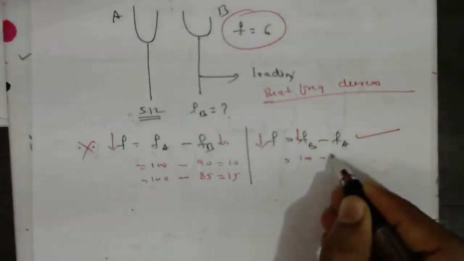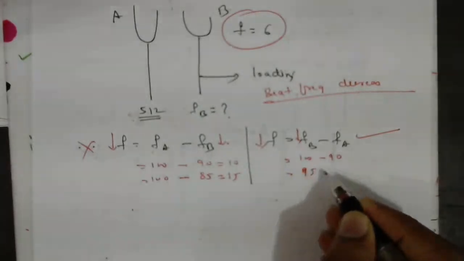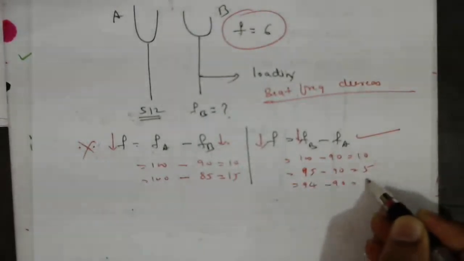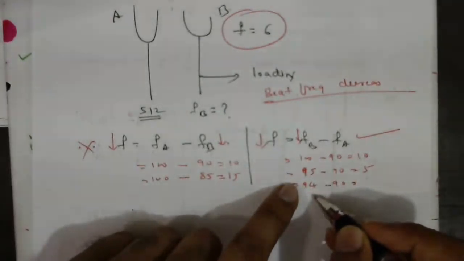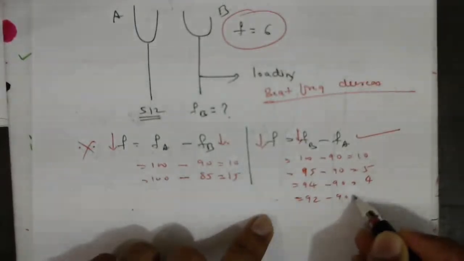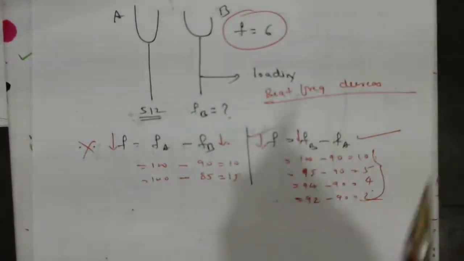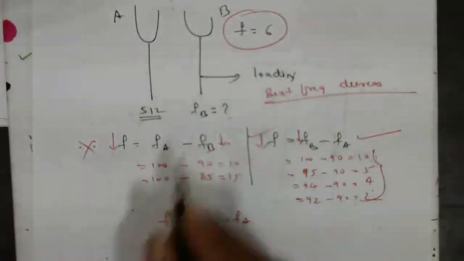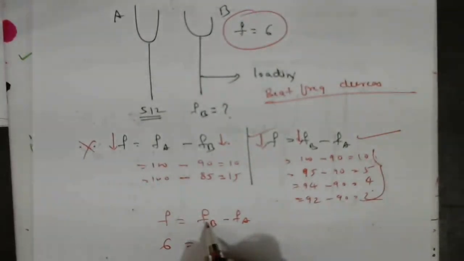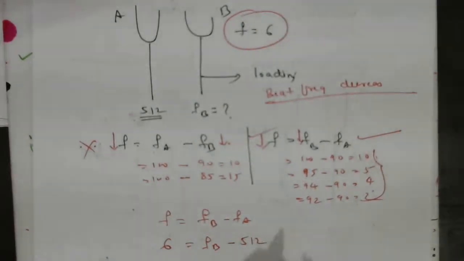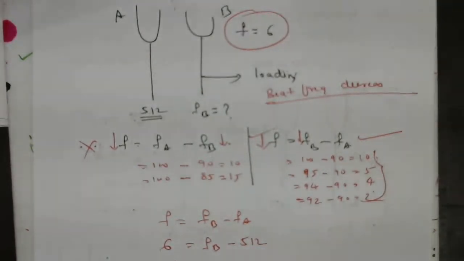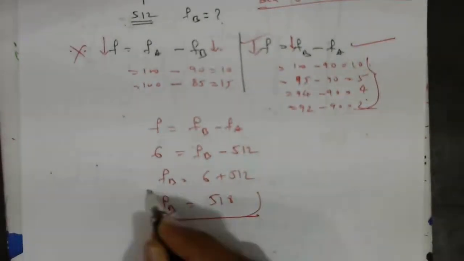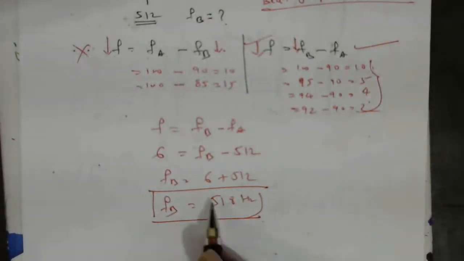See, for example, it is 100 minus 90, it is 10. 95 minus 90, it is 5. Now 94 minus 90, it is decreasing. 94 minus 94, 92 minus 92. Yes, see, this is decreasing. This equation is correct. Now F is equal to, what can you write? FB minus FA. Beat frequency how much? 6. FB is how much here? Don't know. FA is 512. FB is equal to 6 plus 512. This is 518. The frequency of tuning fork B is 518.